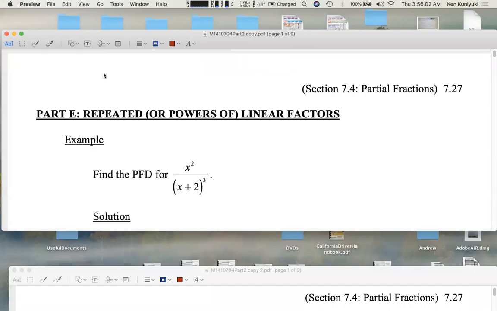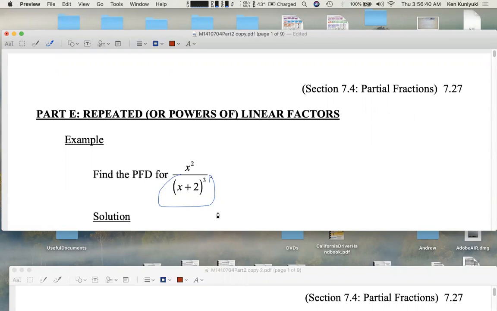Hi everyone, we're continuing with finding PFDs, partial fraction decompositions for rational expressions. Before, we dealt with the easiest case, when the denominator could be factored as a product of distinct linear factors. Here, we have repeated linear factors, or powers of a linear factor. The cube of x plus 2, basically 3 copies of x plus 2 multiplied together. So this case will be a bit more complicated, and the form will be a bit trickier.